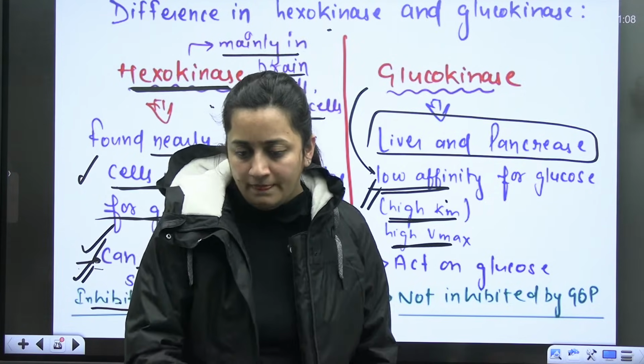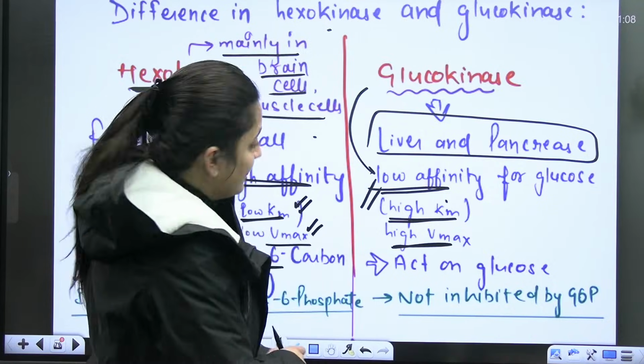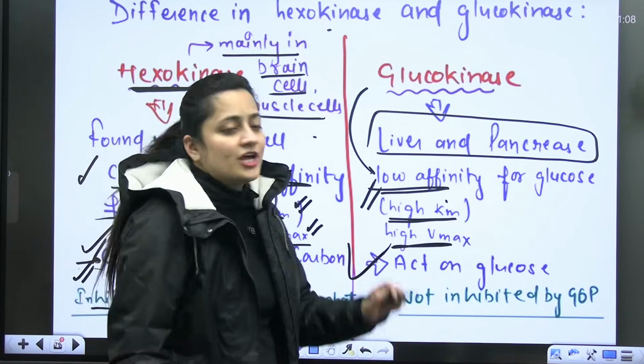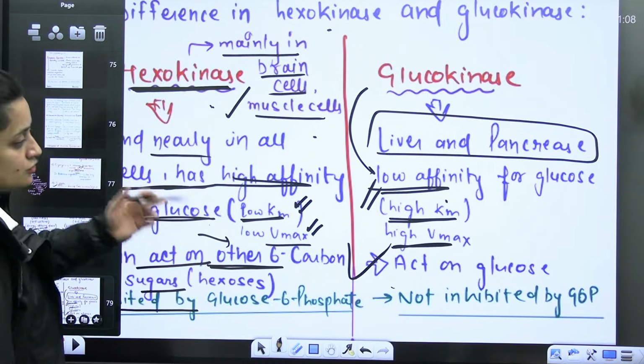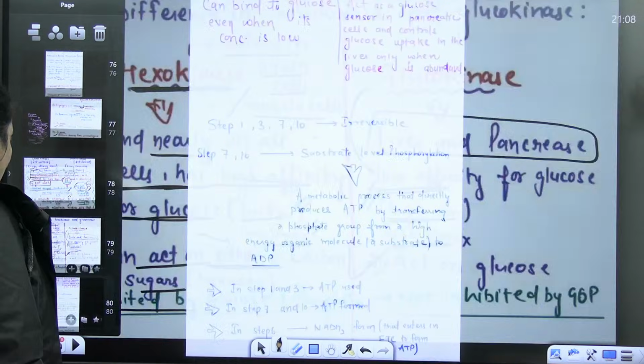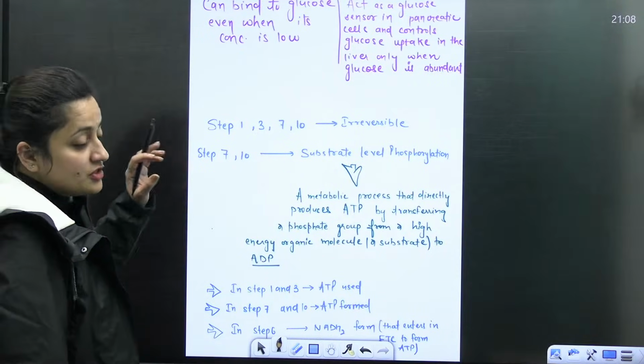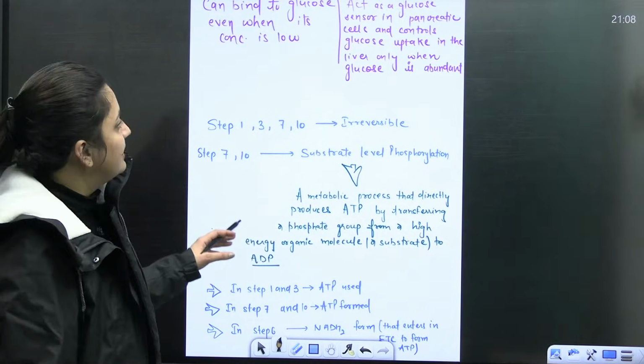That is why. Are you getting it? So that is why here such type of conditions are there, right? So that is why this glucokinase is not inhibited by G6P. So that's the detail of the topic which I have given you in detail. One more detail is there.